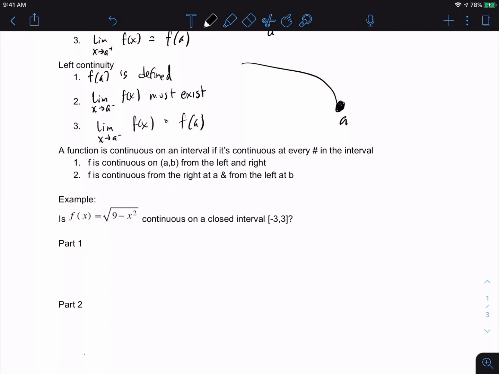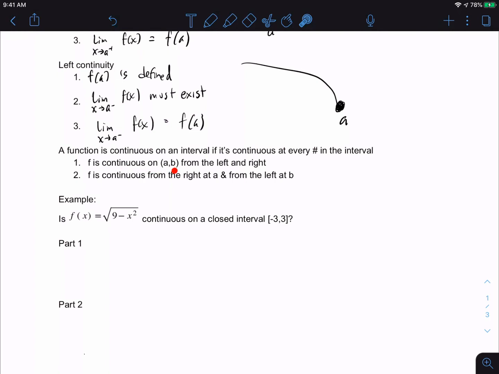So this is a big idea. It says a function is continuous on an interval if it's continuous at every number in the interval. Okay, that makes sense. That means I need to check every single number in an interval to make sure that something is continuous. Well, I'm going to show you how to do that.